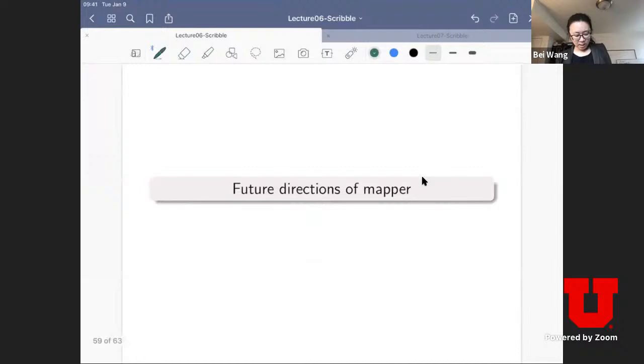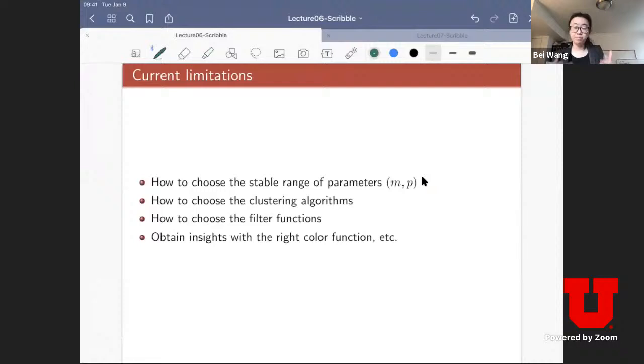Lastly, I want to emphasize there are a lot of open questions here precisely because it's very flexible. And because it's flexible, there are a lot of parameters. How you tune those parameters is a very interesting question. How do you find a stable range of parameters, say the number of intervals and the percentage of overlap? How do you choose a clustering algorithm? How do you choose a filter function? And of course, how do you visualize it so that it's more insightful?